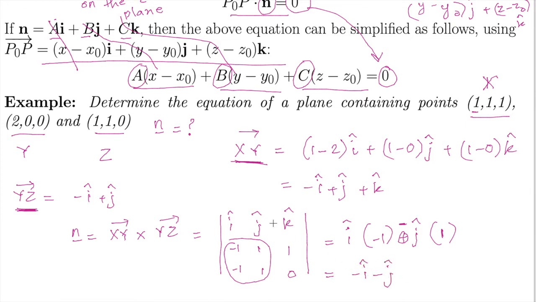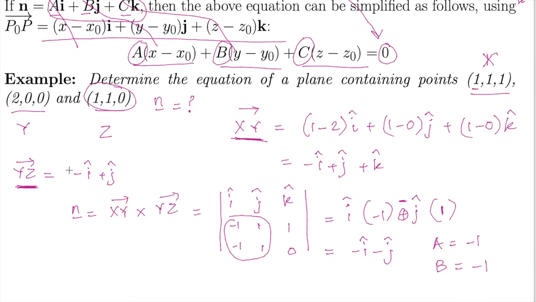Okay, so now if we compare it with this n, what is our a? This means a is equal to minus 1, and b is also equal to minus 1. And then for the point, you can use any of these points. So let me choose Z here.